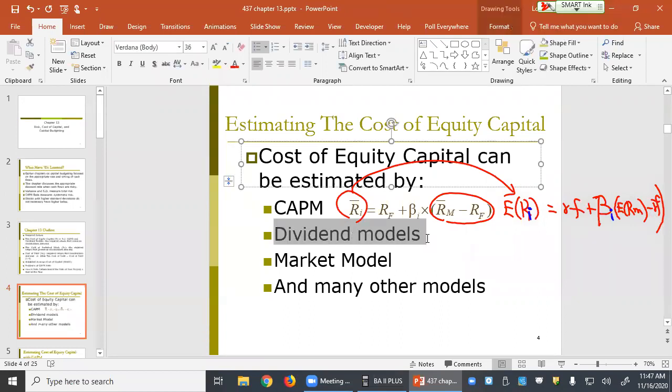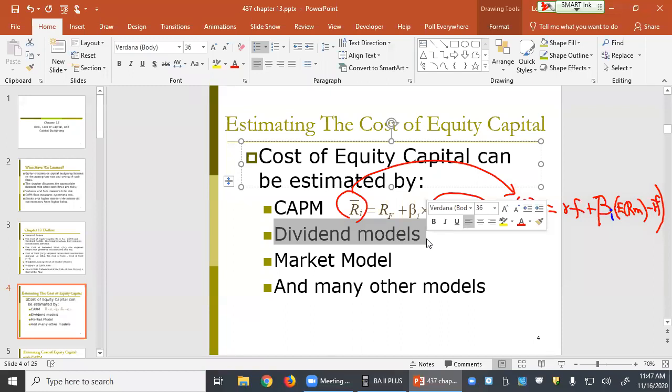And dividend models, we have also reviewed the three dividend models in the previous chapters. So we have the zero growth model, the constant growth model, and the variable growth model. We just have to rearrange the equations. Rather than solving for the P0, we're rearranging the equations to solve for the R instead.